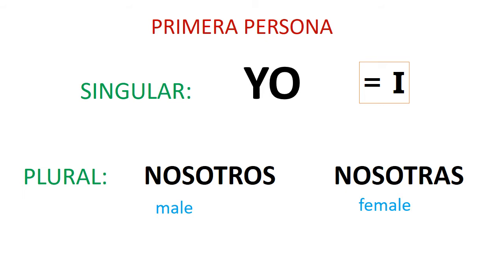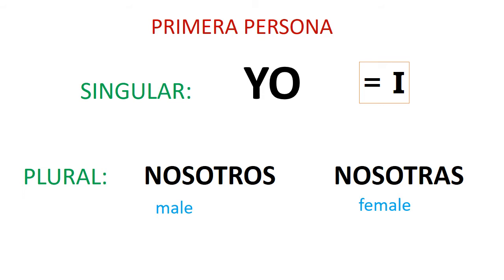Nosotros, nosotras. So now, as you can see, yo could be either male or female. It doesn't matter. If I were a woman, I would say, yo soy una mujer. I am a woman. And yo doesn't change. I can say, yo soy un hombre. Yo is for male and female. It doesn't change. But nosotros and nosotras do change. Nosotros is for male and nosotras is for female.